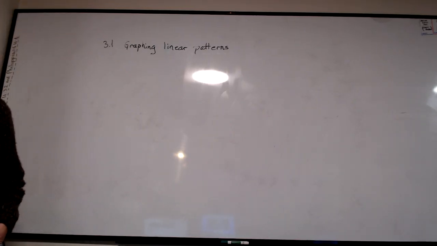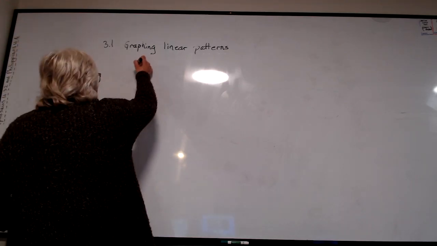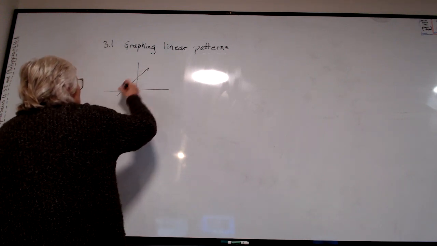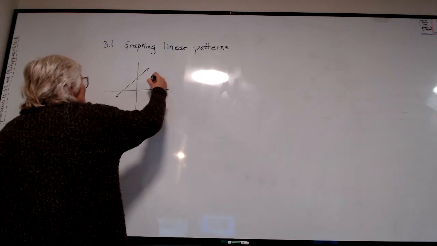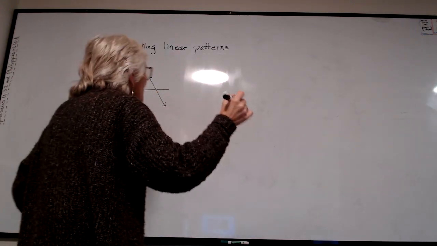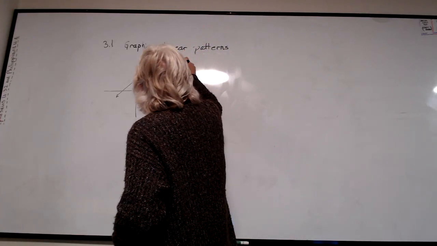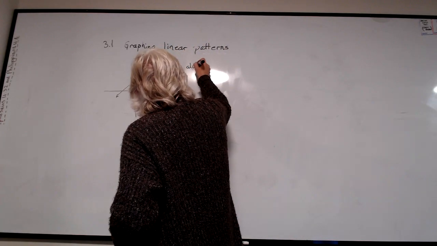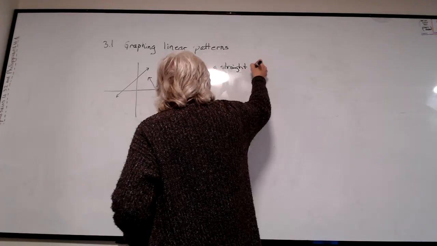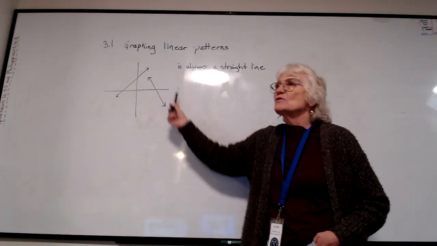So basically, a linear pattern, when we're graphing it, is going to be, on your coordinate graph, any straight line. Any line that you can get, it can go up or it can go down. Those are linear patterns. So the graph of a linear pattern is always going to be a straight line. And when we're doing this, we indicate that it goes on forever with arrows.